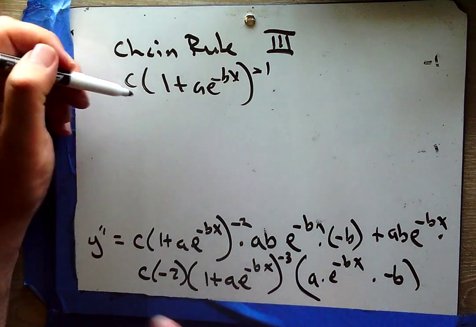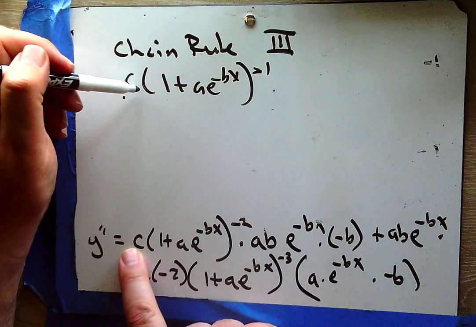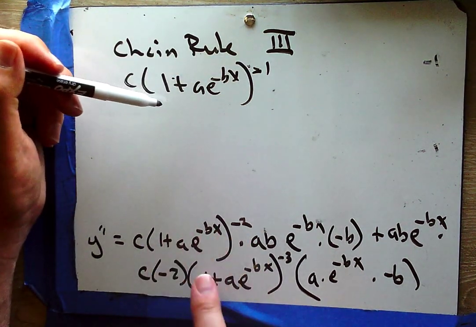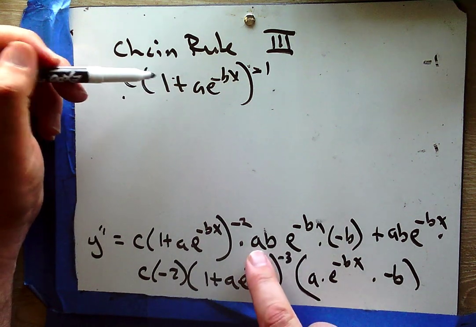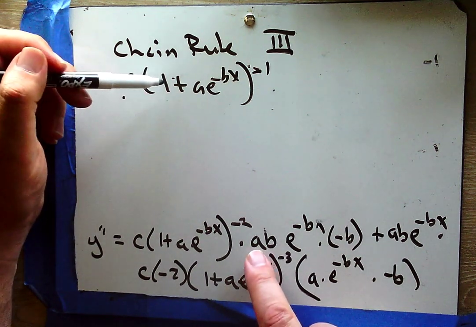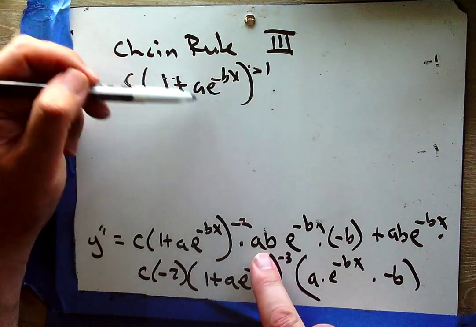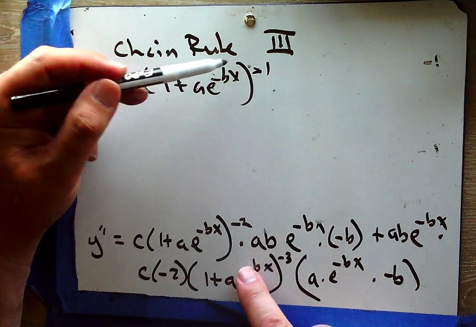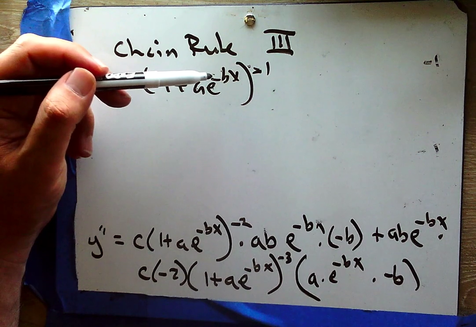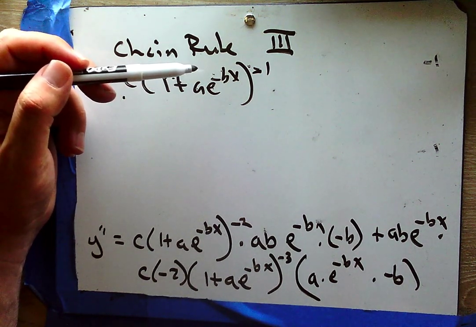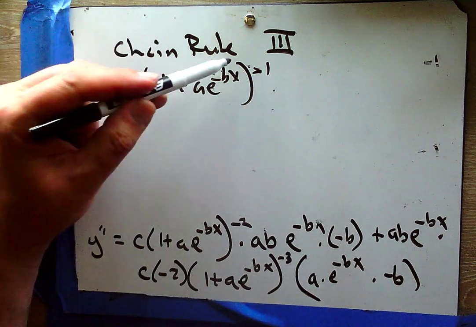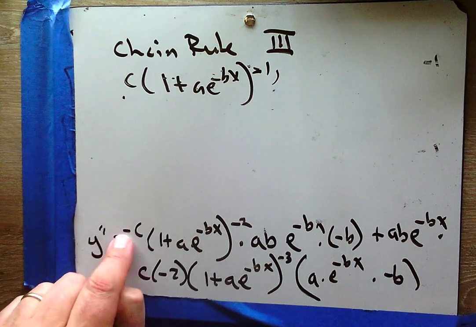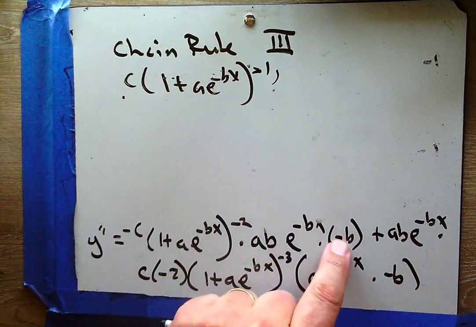And I said, okay, constant, bring down the negative 1, leave the stuff alone, subtract 1, times the derivative of the inside of the stuff. The derivative of the inside stuff is 0 plus the derivative here, which will be a e to the minus bx times the derivative of that inside function, minus 1. So where did that negative 1 go from bringing that down? Okay, and then the derivative of this is that.